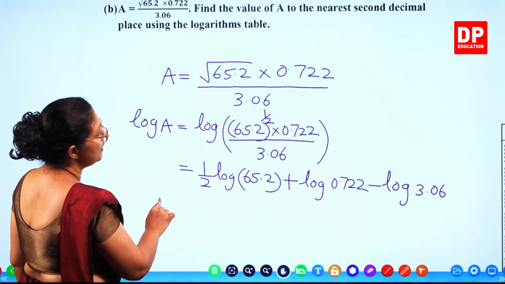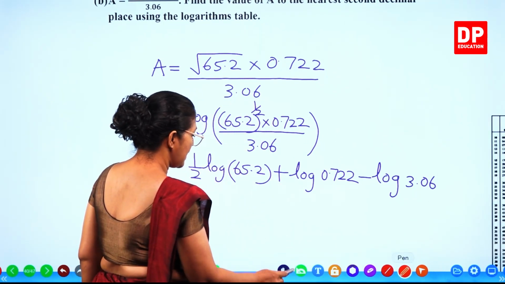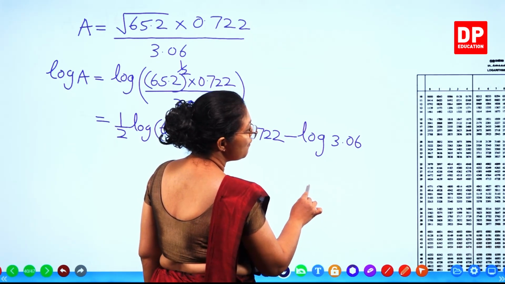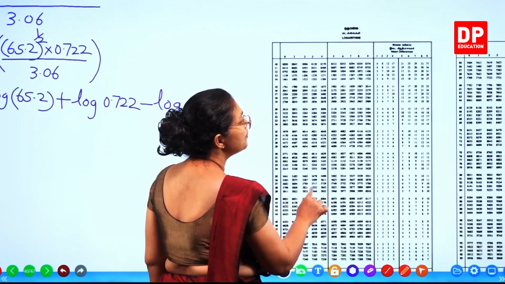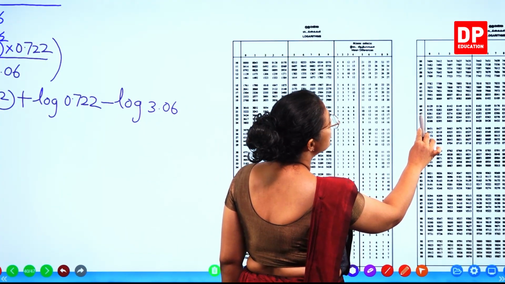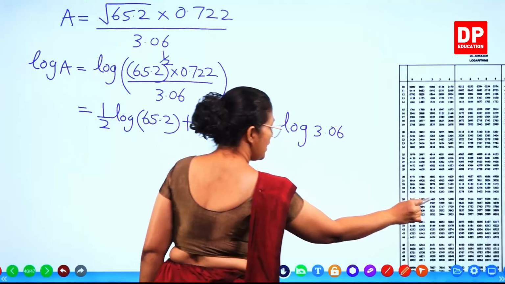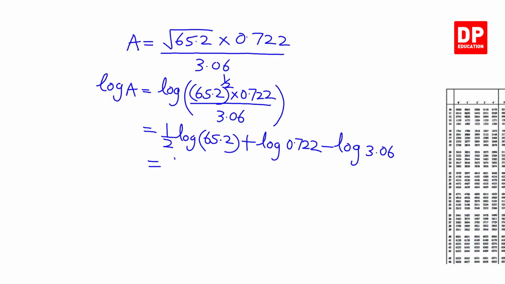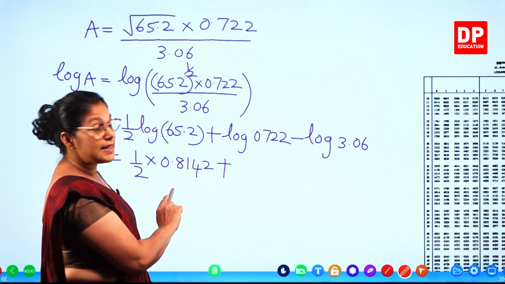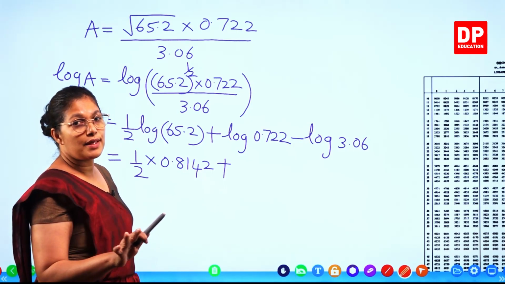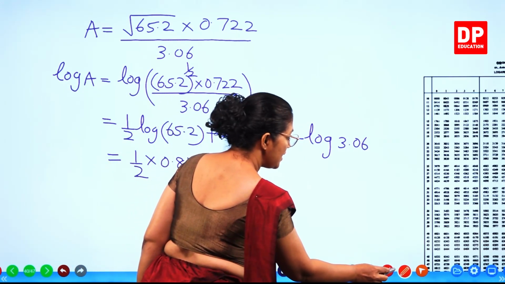Now you can use the log tables and find these answers. So let's take 65.2. You have to refer to 65.2. That's the second table. 65.2 is the third column, 81.42. And what's the characteristic here? 65.2, you have to write in standard form. That's 1 point something, so you need to write 1.8.